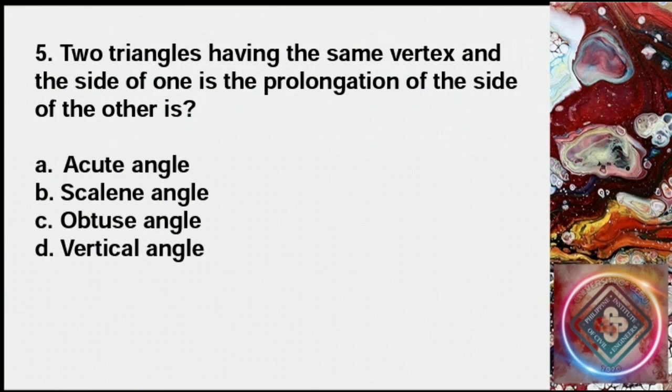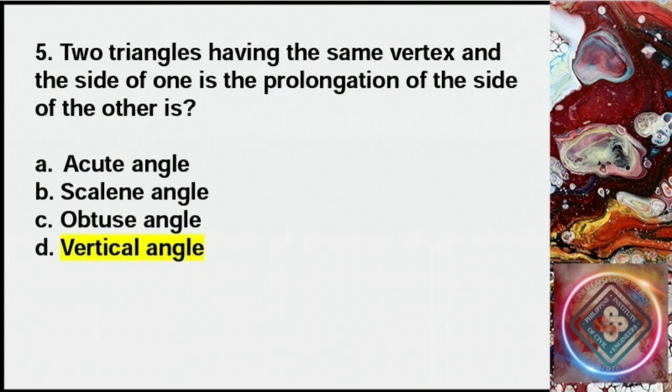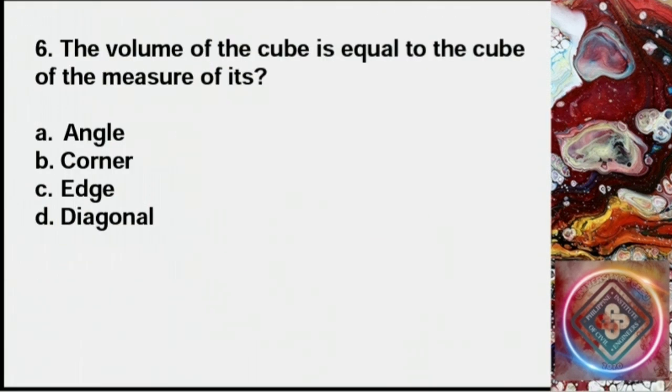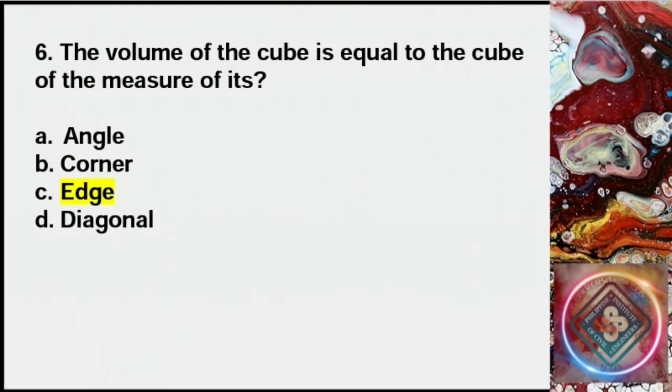5. Two triangles having the same vertex and the side of one is the prolongation of the side of the other is A. Acute angle, B. Scalene angle, C. Obtuse angle, D. Vertical angle. D. Vertical angle. 6. The volume of the cube is equal to the cube of the measure of its A. Angle, B. Corner, C. Edge, D. Diagonal. C. Edge.